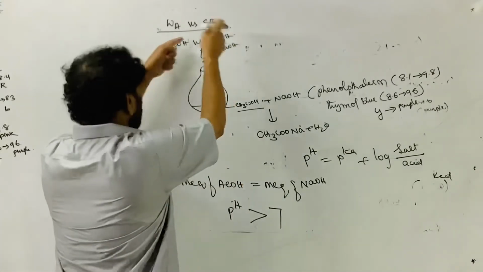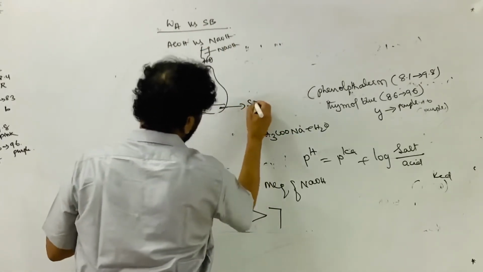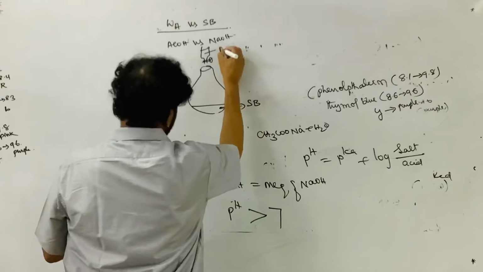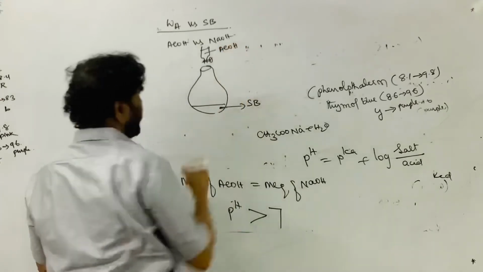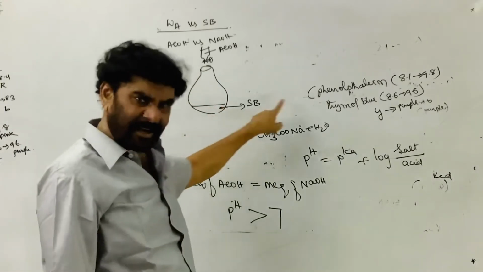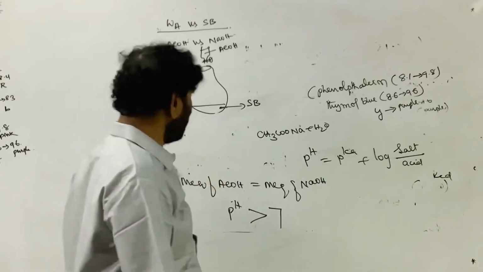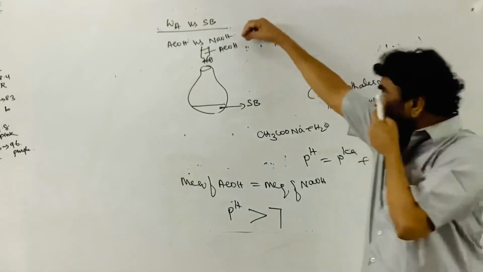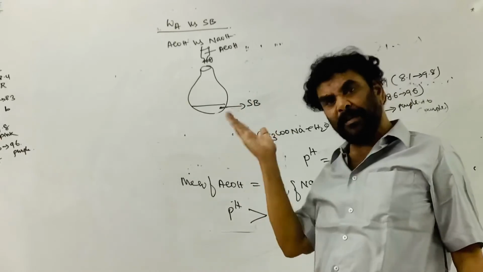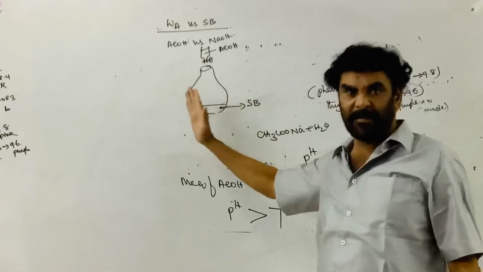You may ask about the strong base; the same thing happens. This is the strong base, and you are adding acetic acid, ACOH. Ultimately, what happens? The strong base has pH greater than 7. As you are adding the acetic acid, the base content is decreasing, so the pH is decreasing, from 14 or 13 slowly coming down.